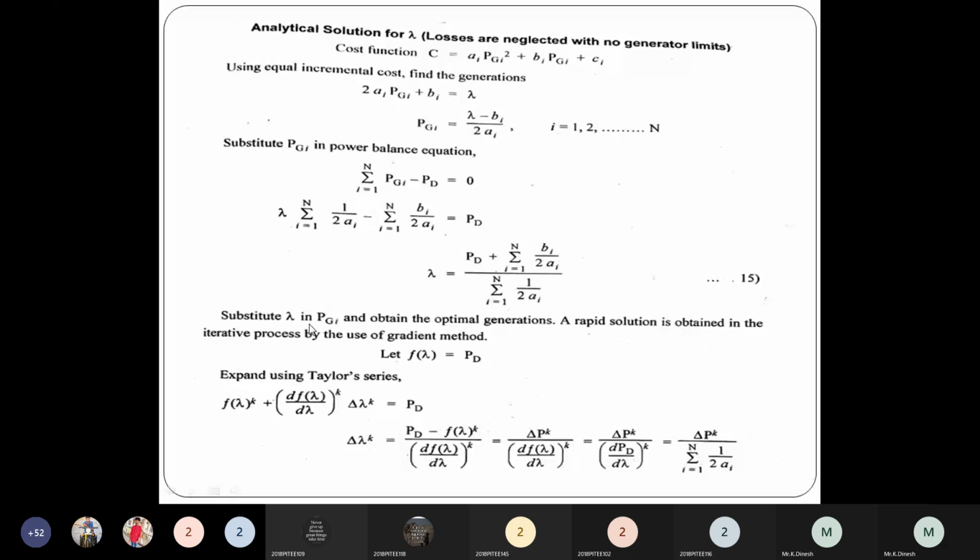Now you substitute your lambda in PGi in order to get the Taylor series expansion, that is, f of lambda equal to PD. While expanding your equation in terms of Taylor series, the final form should be delta lambda of k equal to delta Pk divided by summation of i equal to 1 to N of 1 by 2 ai. When you have the incremental of lambda, you have the equation lambda k plus 1 equal to lambda new, lambda k equal to lambda old. This process is continued in order to achieve your specified accuracy, so the iteration continues until delta P is less than the specified accuracy.